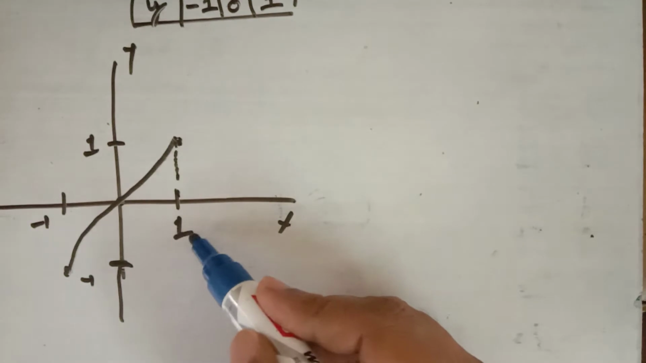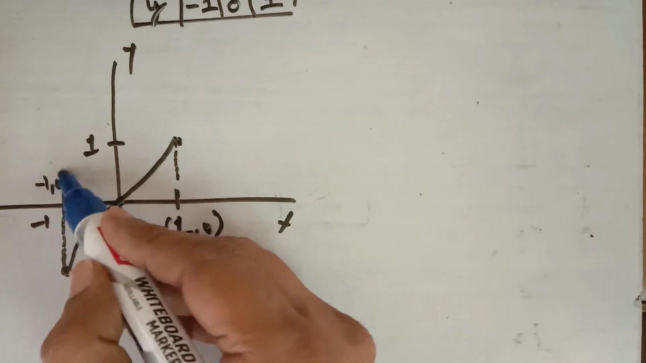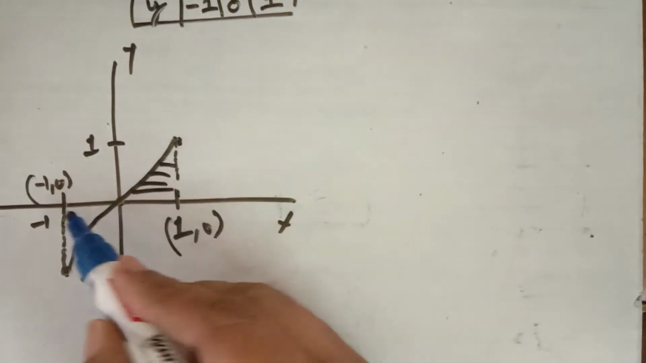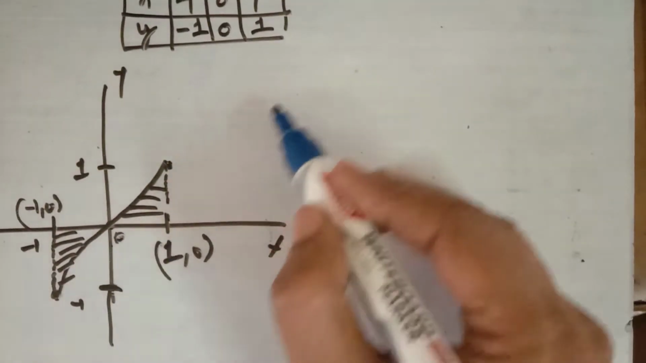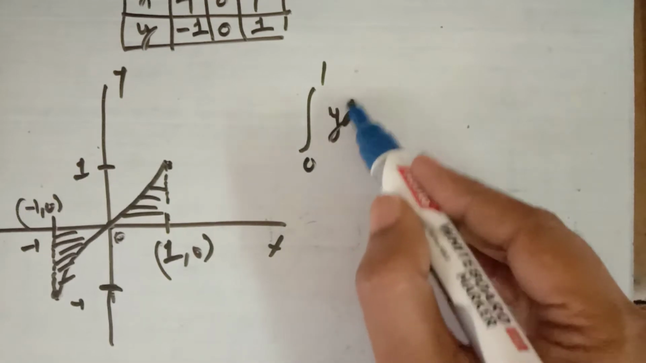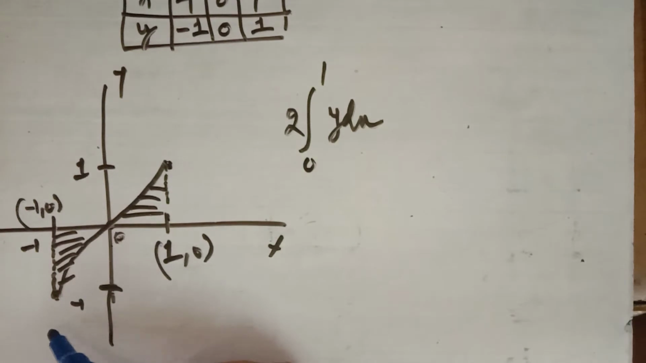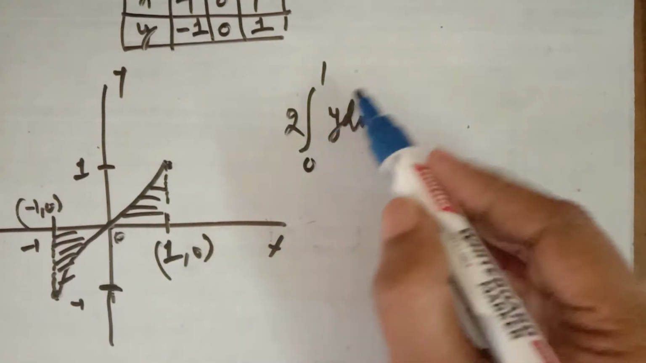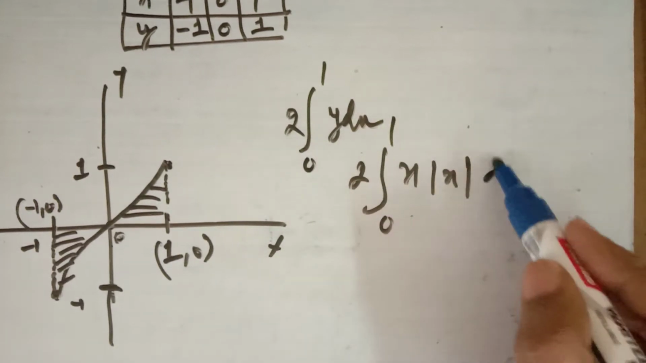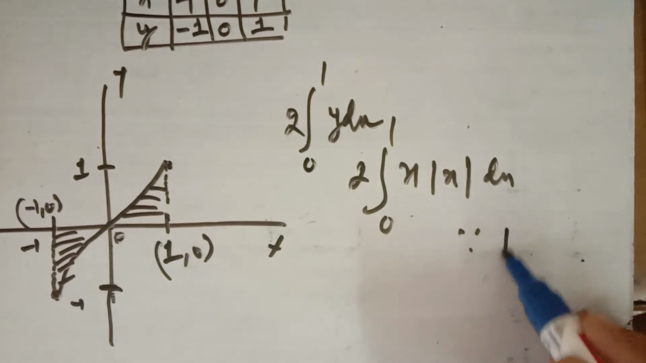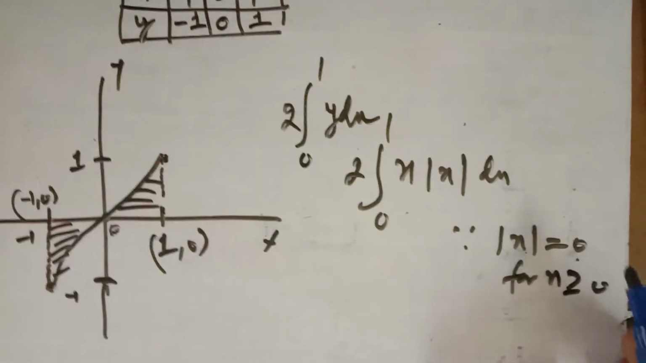So what area do you have to find? Draw the perpendicular on the x-axis. It will be -1, 0. So this area you have to find. Now you can easily find the area bounded by the curve from 0 to 1, y with respect to x, and twice, because this area is symmetrical, this area below the x-axis. So this will be twice the integral from 0 to 1 of x|x|, because |x| will be equal to x for x greater than or equal to 0.